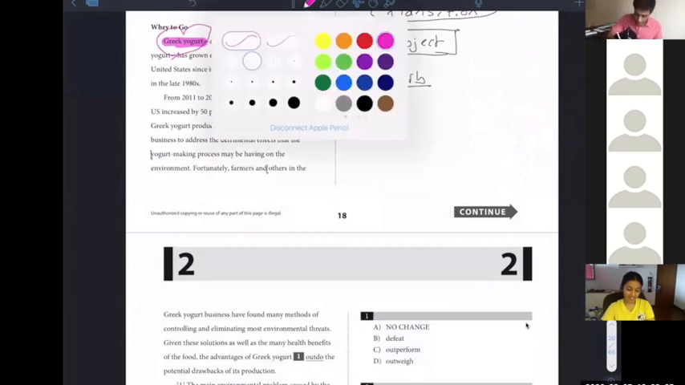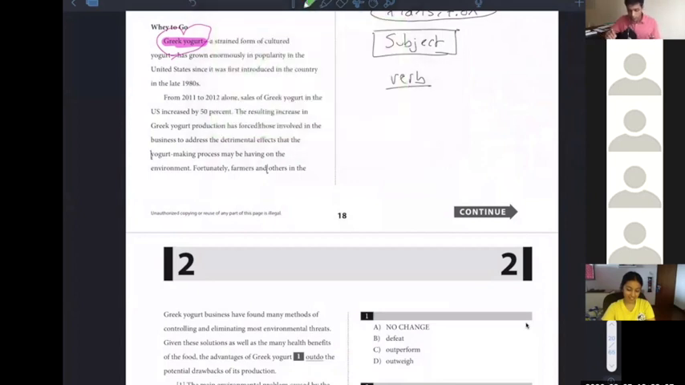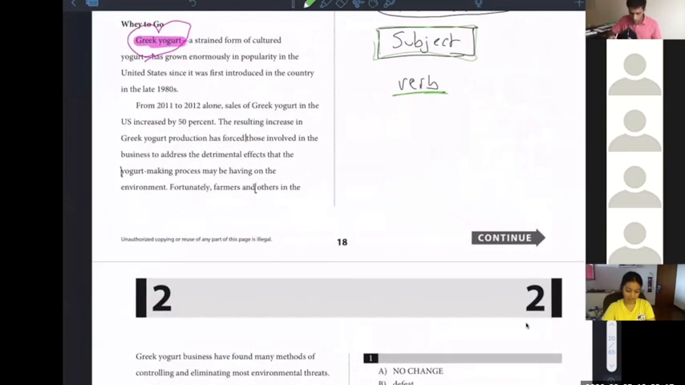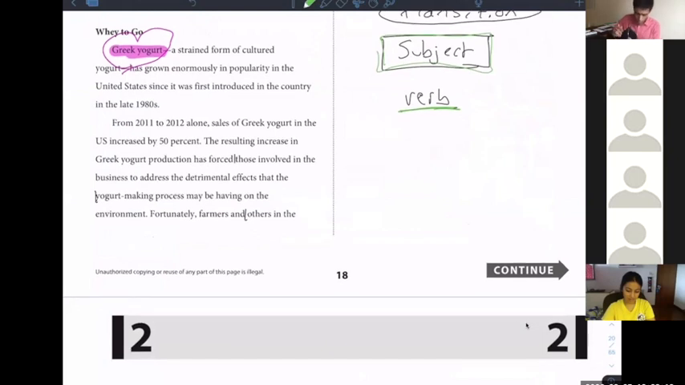In love with it. Great, so the approach I want to introduce today is whenever you see a subject, you put it in a square box. Whenever you see a verb, you underline it. So I'm going to go through this and read this, and then you guys can do this with me. So Greek yogurt, so this is our subject. Greek yogurt, a strained form of cultured yogurt, has grown, so has grown is the verb, enormously in popularity in the United States since it was first introduced in the country in the late 1980s.